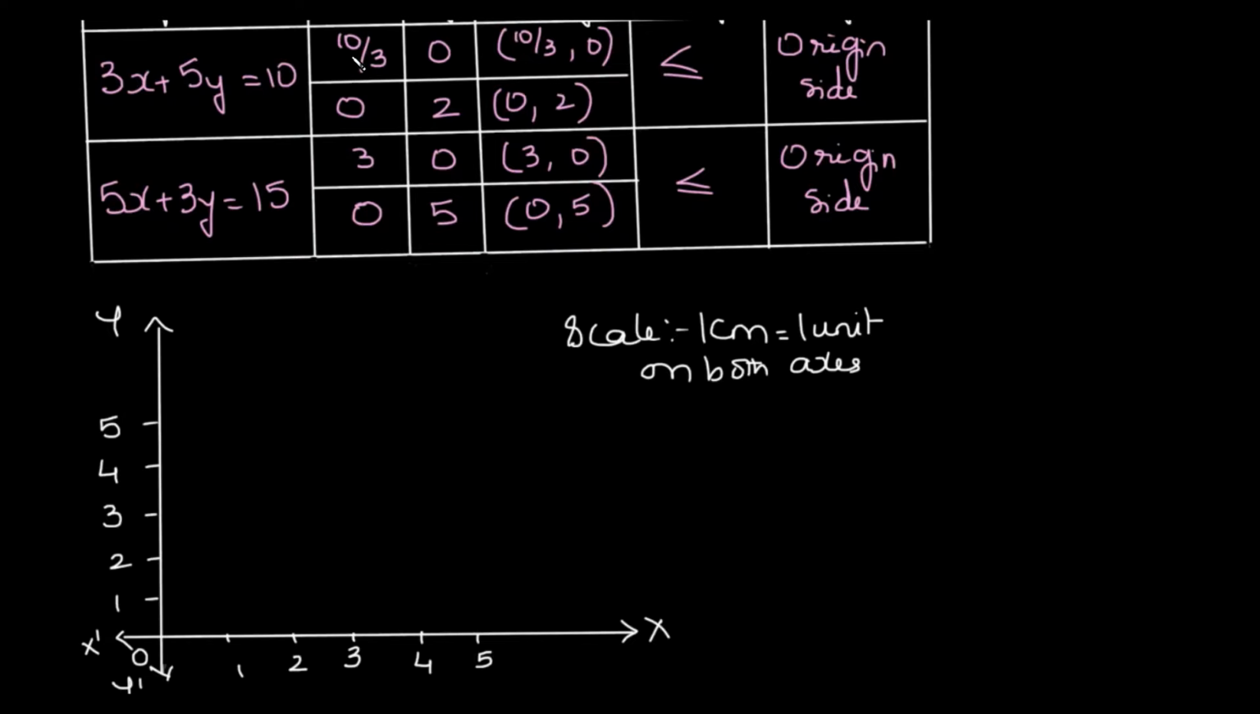Now see, the first point is 10 upon 3 comma 0. Now 10 upon 3, when we convert it into a mixed fraction, becomes 3 1 upon 3, since 3 3s are 9 plus 1 is 10. That means this point lies between 3 and 4 on the graph. So we plot 10 upon 3 comma 0, that is 3 1 upon 3, over here on the x-axis, and the other point is 0 comma 2, which comes over here on the y-axis, and thus we can draw our line now.